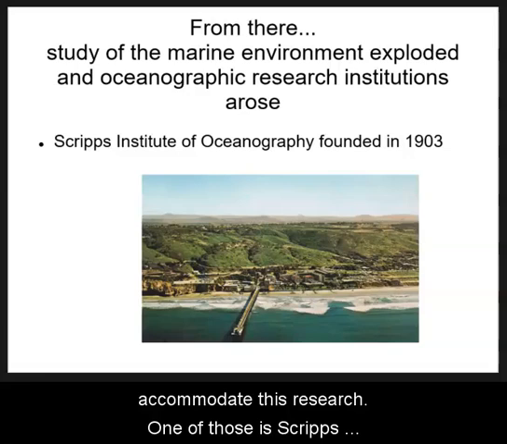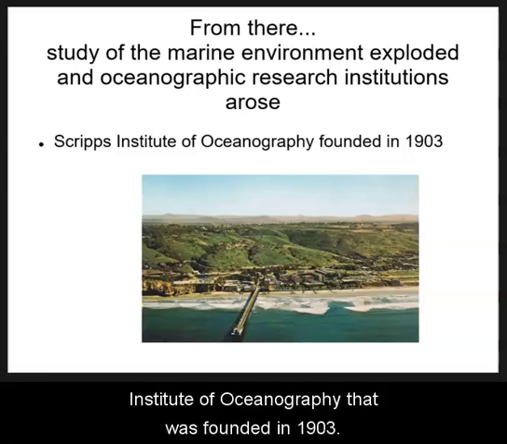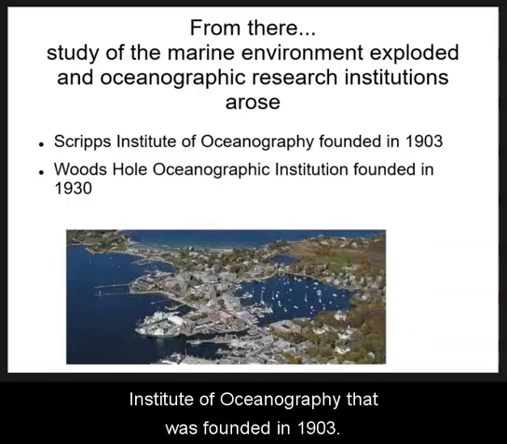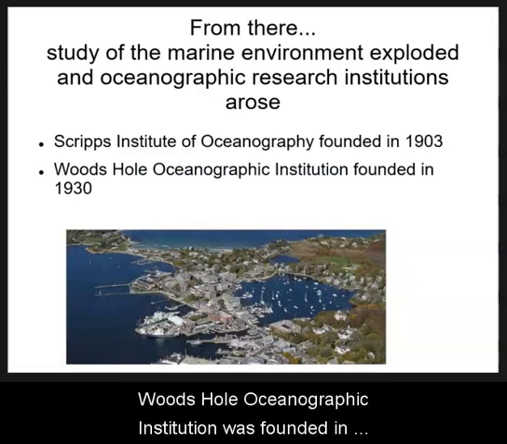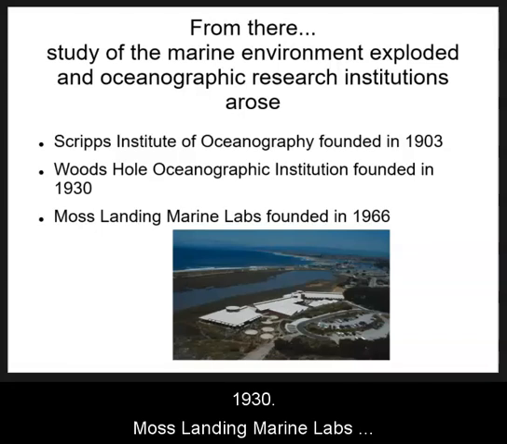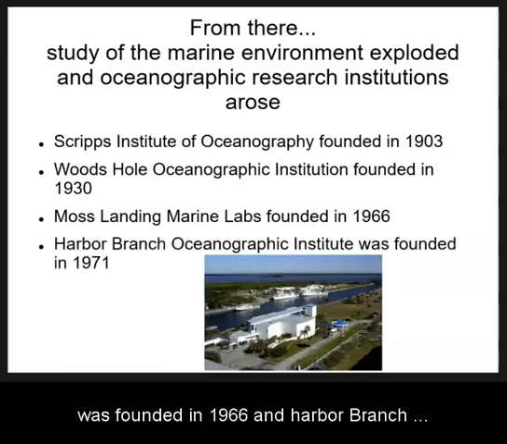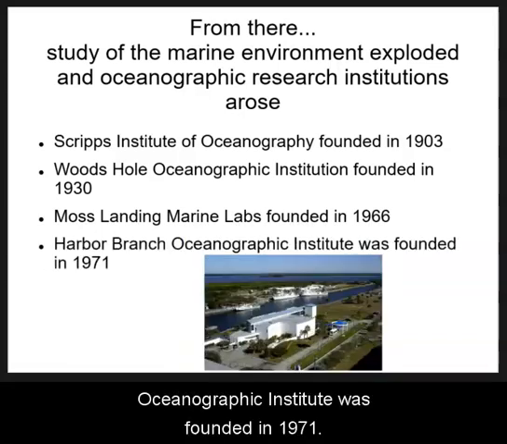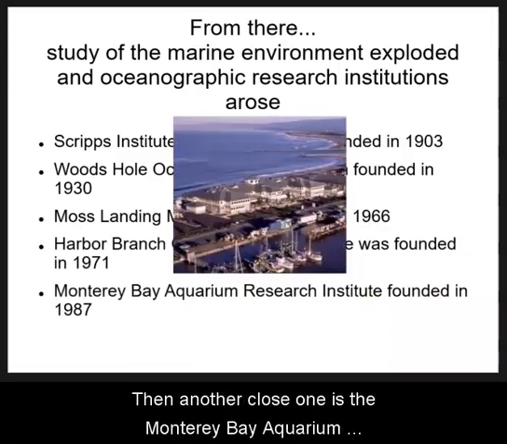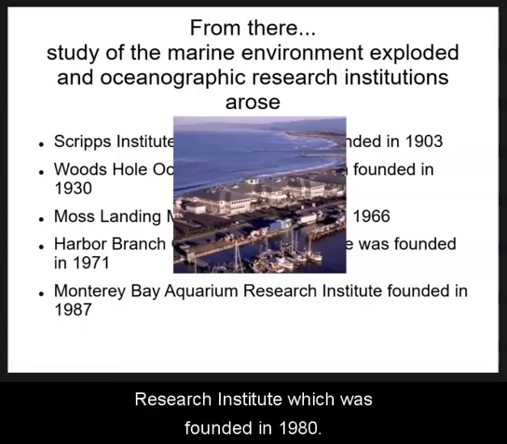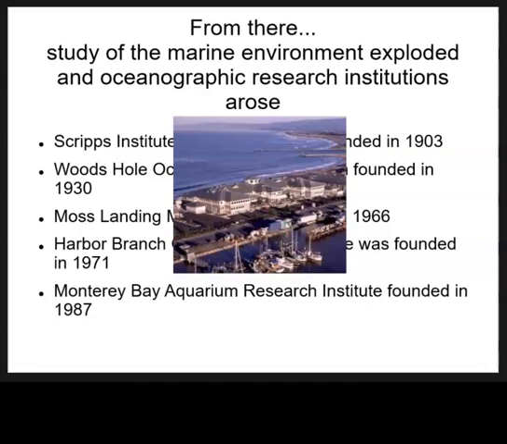One of those is Scripps Institution of Oceanography, which was founded in 1903. Woods Hole Oceanographic Institution was founded in 1930. Moss Landing Marine Labs was founded in 1966. Harbor Branch Oceanographic Institute was founded in 1971. And another close one is the Monterey Bay Aquarium Research Institute, which was founded in 1987.